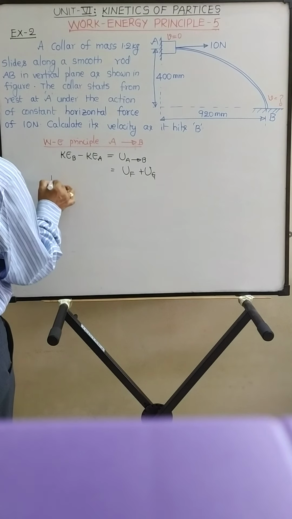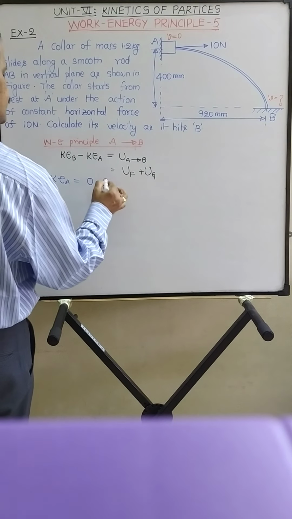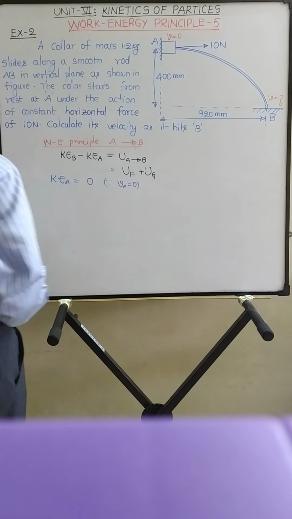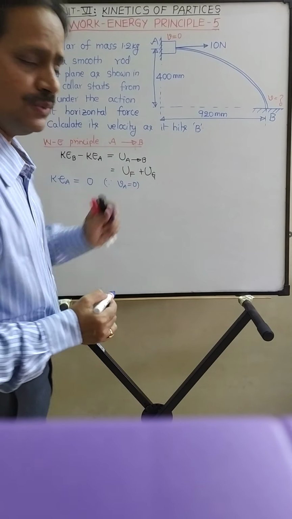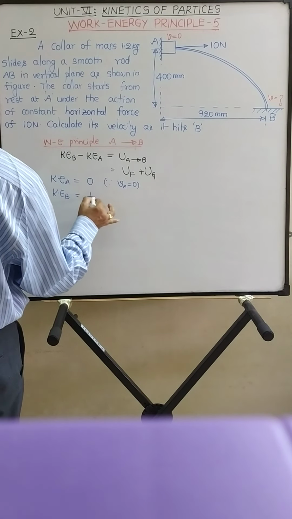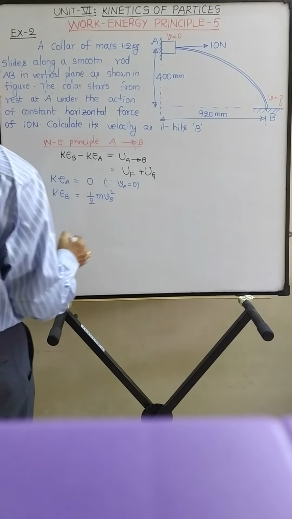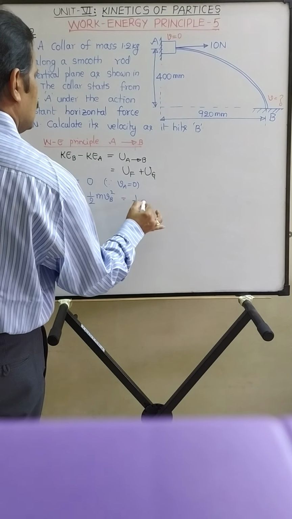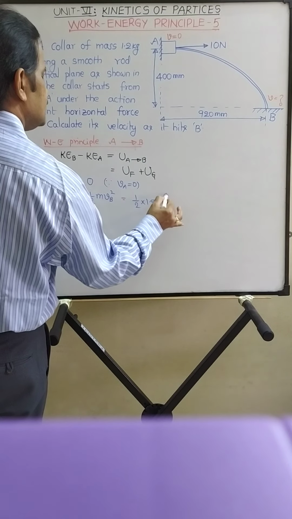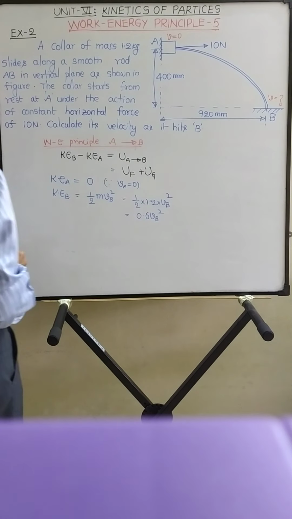Now the kinetic energy at point A is equal to 0 because the velocity of the collar at A is 0. Kinetic energy is equal to half mv square. Now the kinetic energy at point B is half m vB square. Right? So it is half into mass is given 1.2 into VB square. So it is 0.6 VB square.